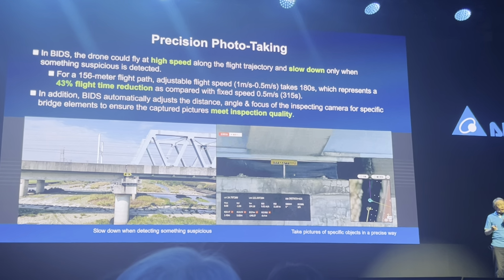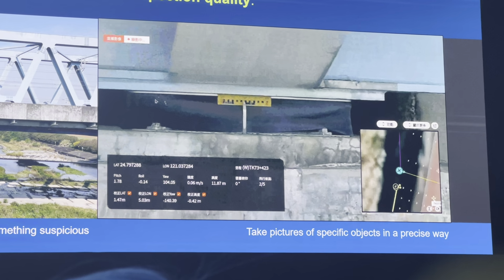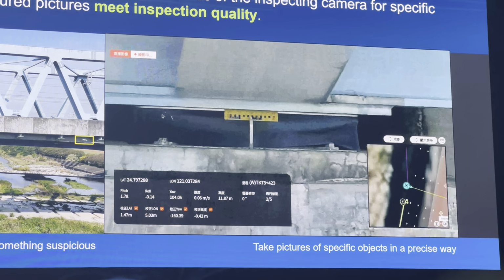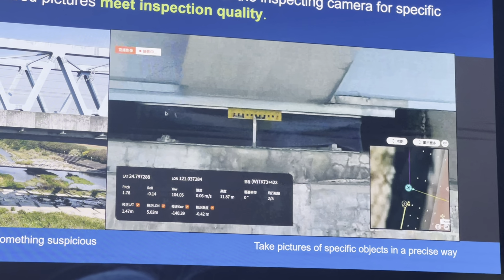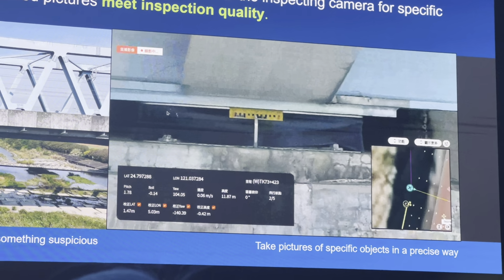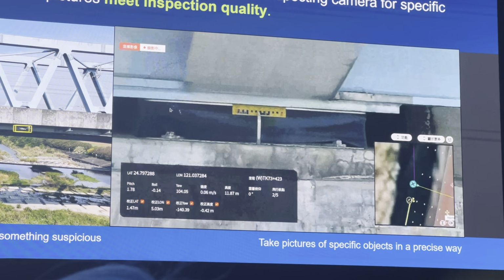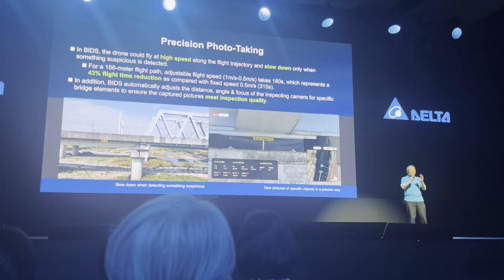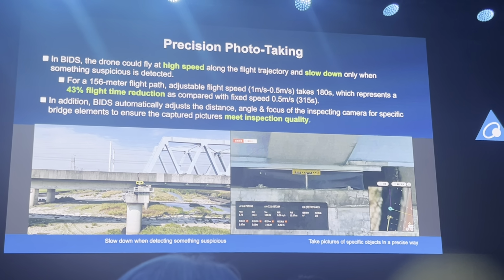This is also an inspection element. As the drone flies and encounters such an inspection element, it just stops and carefully takes a picture of it, from a proper distance, at a proper angle, and with the right focus. Therefore, the quality of the resulting picture can meet the formal inspection requirement. You need to make sure the quality of the picture is high enough to meet this formal inspection requirement.